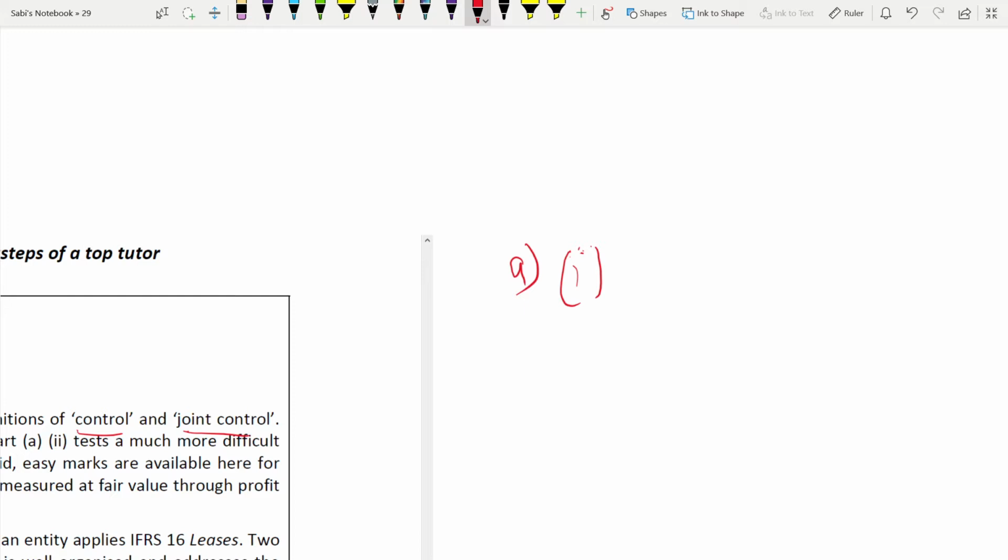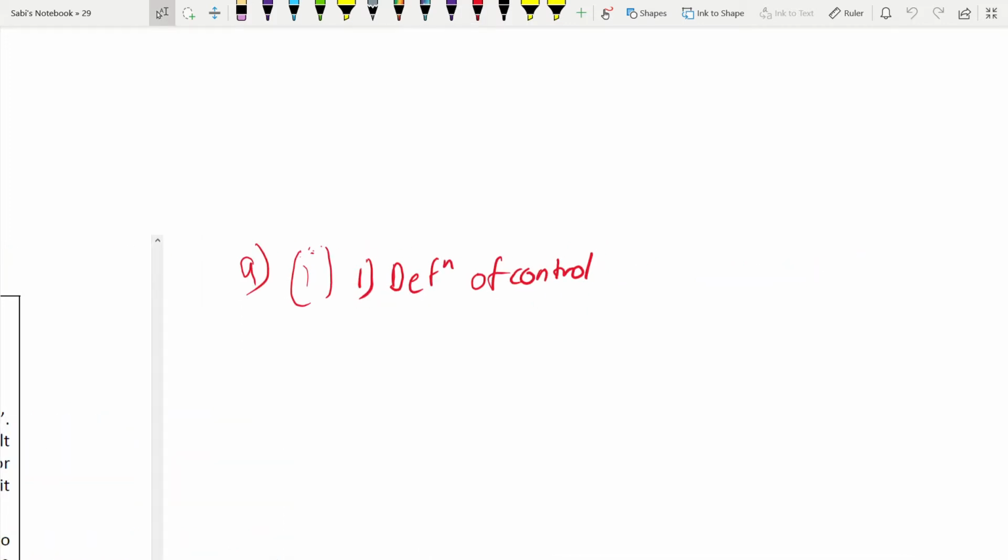So to do this type of question, first you start by defining whether control is there or not. Before you go to joint control, remember, whenever you get this type of question, the nature of this question is that you first have to explain what control is. So, the definition of control. According to which standard? Because for everything you have to use a standard: IFRS 10.